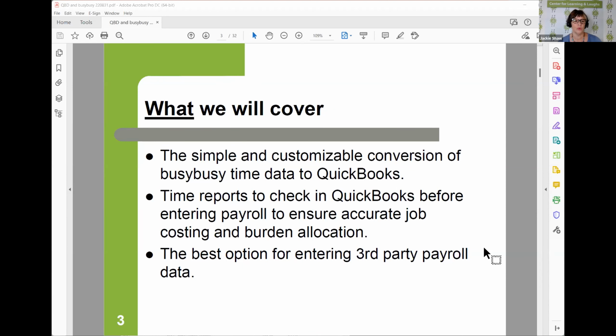What we're going to cover is a very simplified, customizable way to get BusyBusy information into QuickBooks. We're going to talk about what you should do with that time data, and once it's in QuickBooks, how you should look at it before you process payroll. And we're also going to talk about the best options if you're using a third-party payroll service.